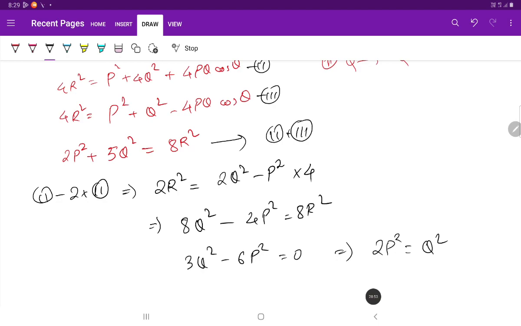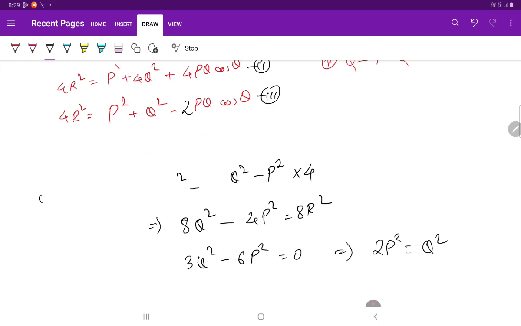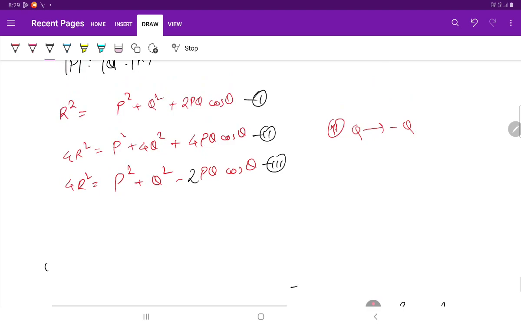Yeah, sorry, it will be 2 here instead of 4. We need to solve it again. Now what we'll do is add the first and third equation. From here we'll get 5r square is equal to 2p square plus 2q square.